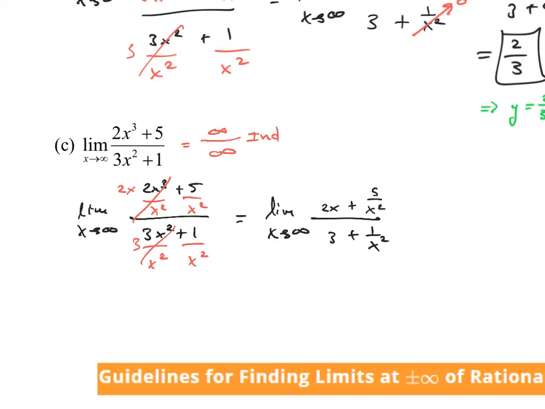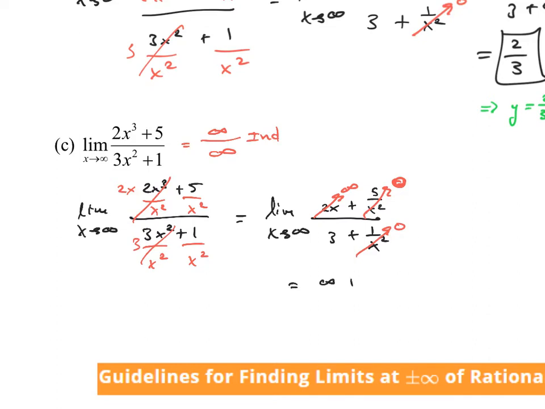On bottom I have 3 plus 1 over x squared. I'm going to find the limit as x approaches infinity of each one of those. Well, the limit as x approaches infinity of 2x, that would approach infinity, right? 5 over x squared, that's a constant over infinity, so that approaches the number 0. 3 just approaches 3. 1 over x squared, again, that approaches the number 0 because you have a constant over infinity. So again, I've evaluated the limits.